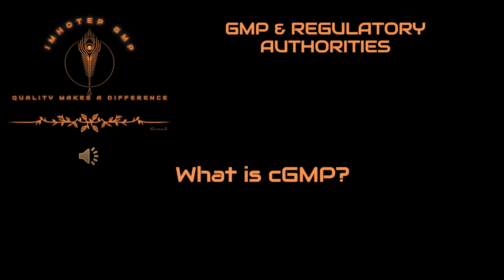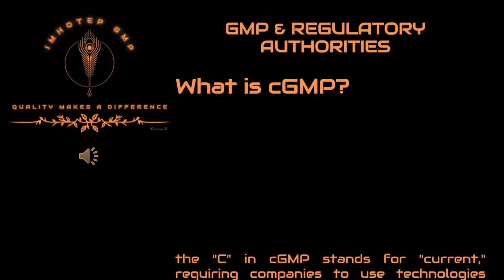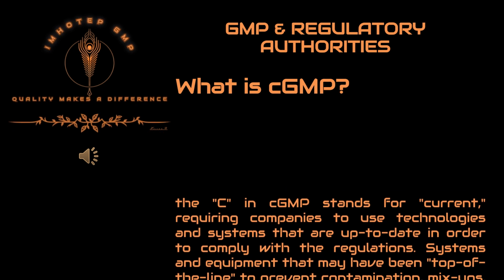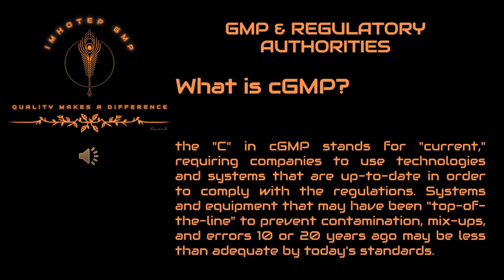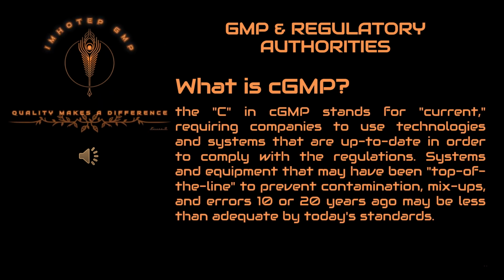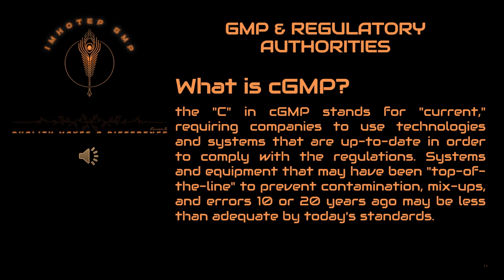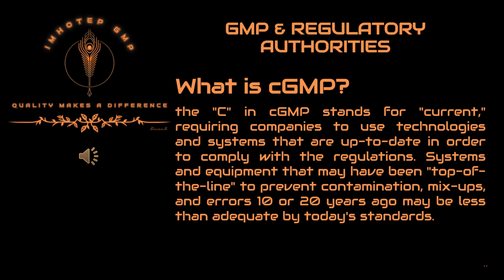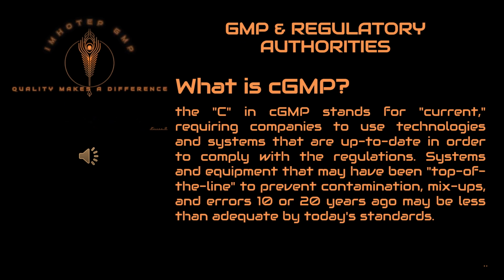What is CGMP? The C in CGMP stands for current, requiring companies to use technologies and systems that are up to date in order to comply with the regulations. Systems and equipment that may have been top of the line to prevent contamination, mix-ups, and errors 10 or 20 years ago may be less than adequate by today's standards.